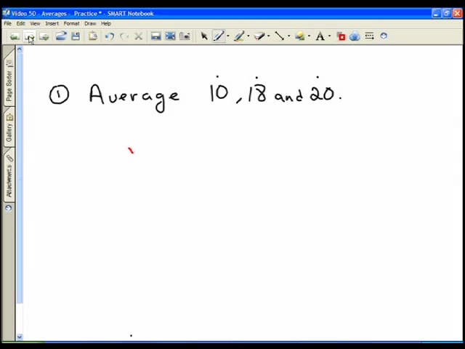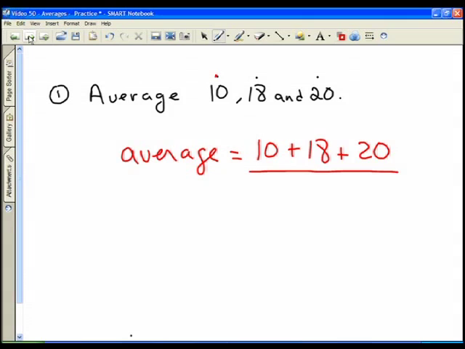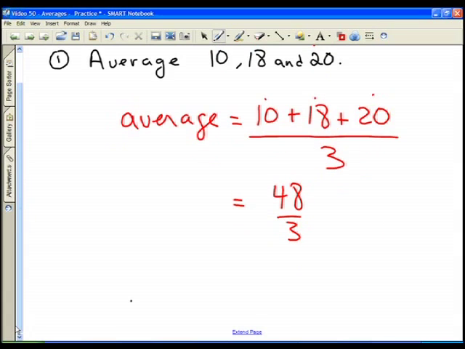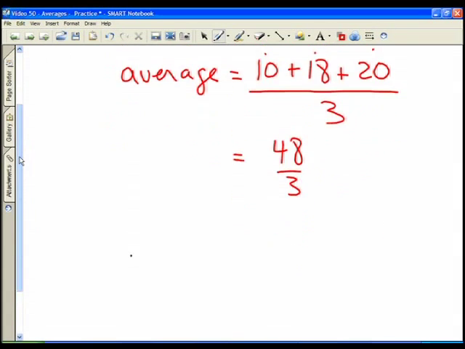So we know that the average is found by adding up all of the observations or all of the numbers, all of the weights or whatever, and then dividing by the total number. And you see here we have 1, 2, 3. And so we get 10 plus 18 is 28. 28 and 20 is 48. And so we have 48 divided by 3.